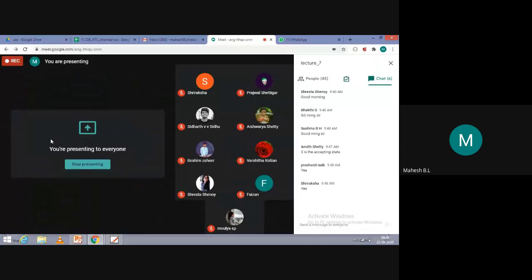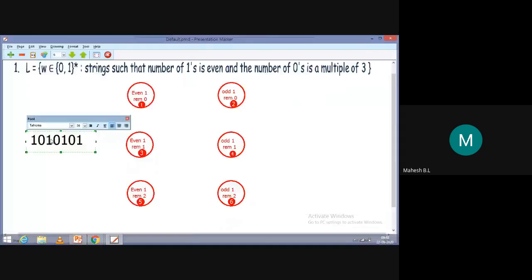So this string belongs to the language. Why? Because how many ones are there? You have 4 ones. And how many zeros are there? 3. When you divide 3 by 3, the remainder is 0. That's how you check whether the number of zeros is a multiple of 3. So you have 4 ones and 3 zeros: an even number of ones and a number of zeros that is a multiple of 3. That's why it belongs to the language.